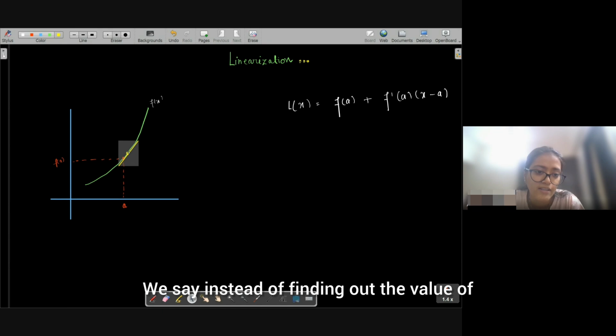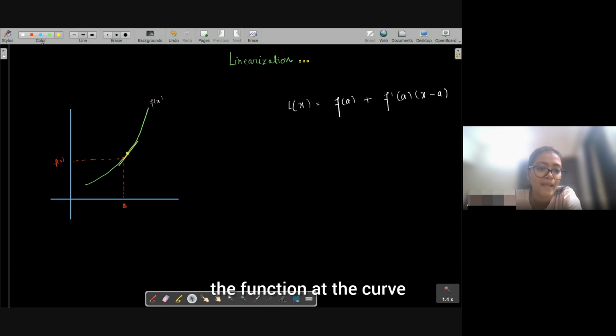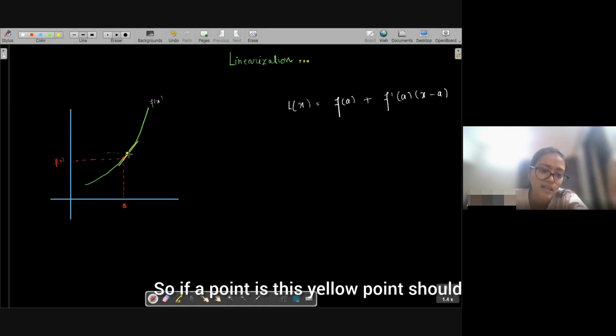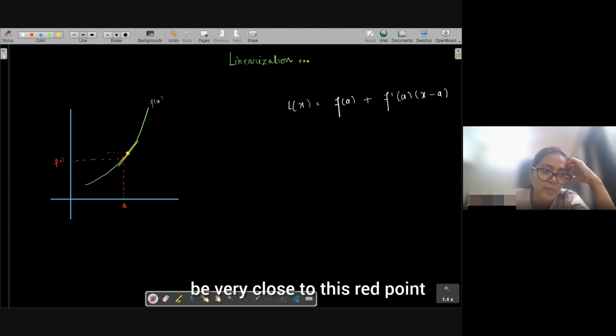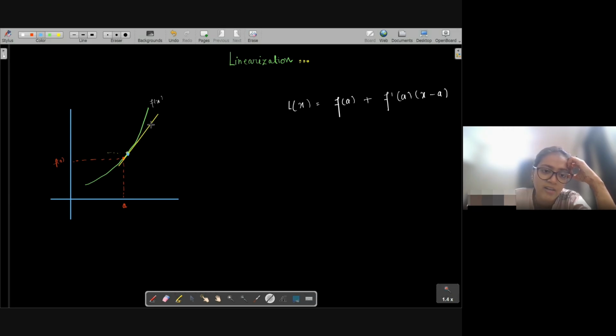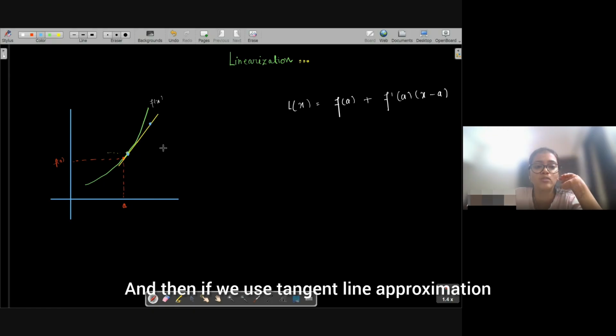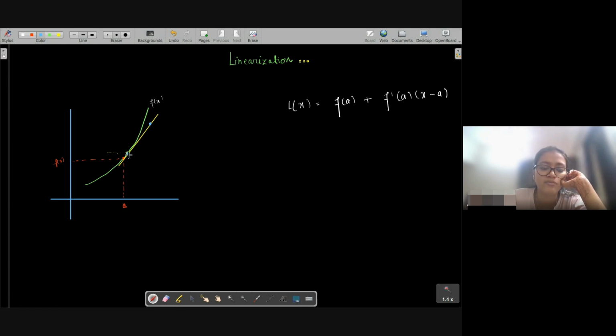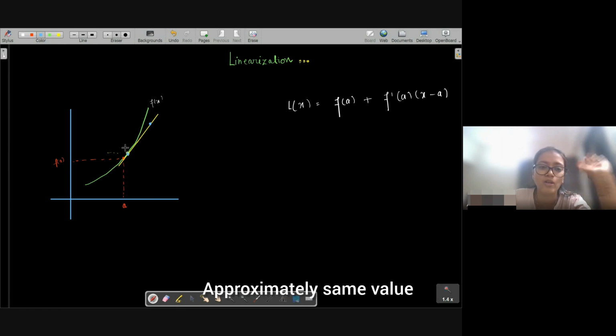We say, instead of finding out the value of the function at the curve, which at the curve will be this value, we will find out the value at the tangent. So this yellow point should be very close to this red point, then only this approximation works. Because if you take a point which is very far, then this tangent will give you a different value. Somewhere here, if we use tangent line approximation, then we will get different answers. But right now, this point will get approximately the same value.